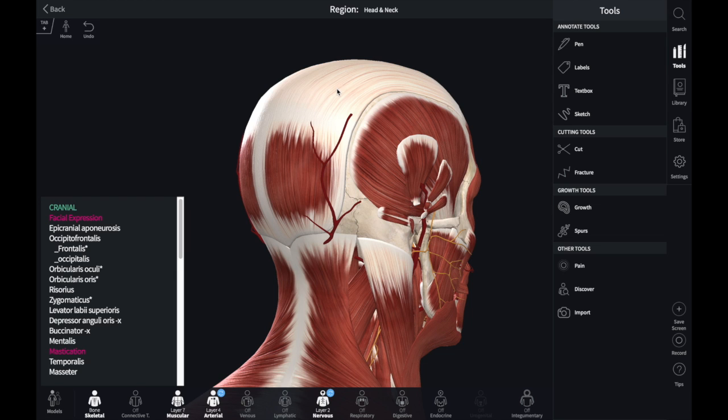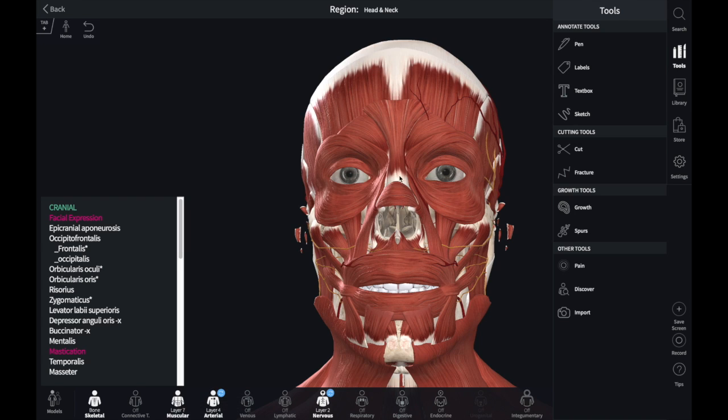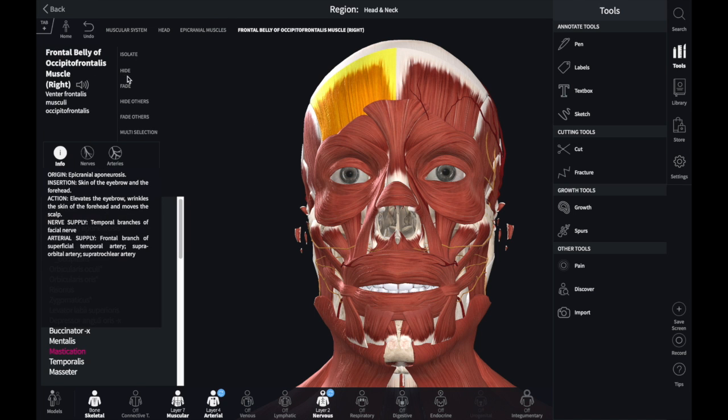To begin with, we'll start looking at the aponeurosis, which is a general term for a sheet of tendon. This aponeurosis is also known as the epicranial aponeurosis. It attaches the occipitalis. We'll see the frontalis here. Both of those are involved in elevation of your eyes. So if we look at the action here, the origin will be the aponeurosis. So that is where the attachment site would be. And the insertion would be the skin of the eyebrows. Its action is to elevate the eyebrow and wrinkle the skin of the forehead.